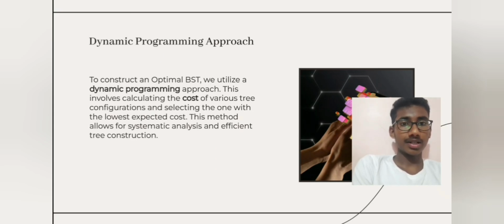Next, we discuss the dynamic programming approach. To construct an optimal binary search tree, we utilize a dynamic programming approach. This involves calculating the cost of various tree configurations and selecting the one with the lowest expected cost. This method allows for systematic analysis and efficient tree construction.